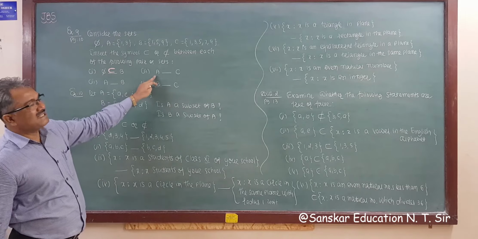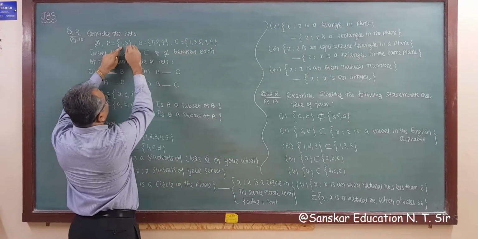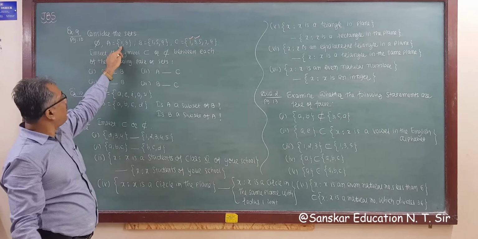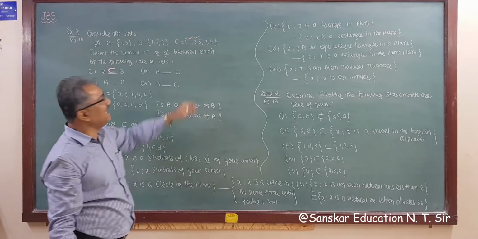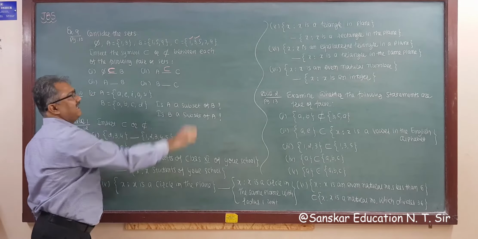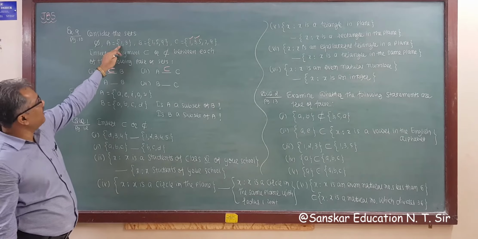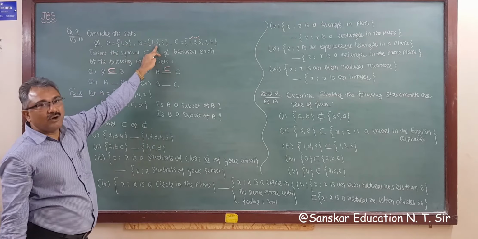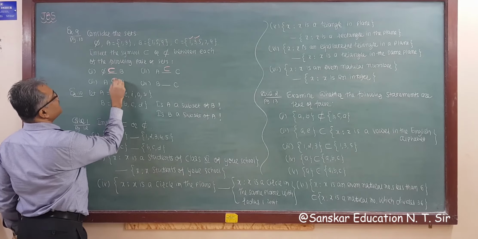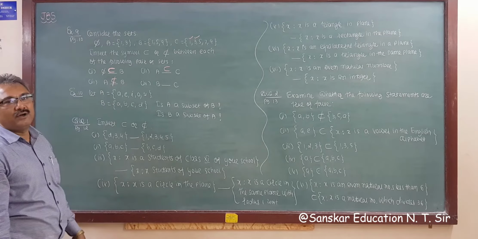Now A and C. A has 1, 3. So are all the elements 1 and 3 in C or not? Yes. So all elements of A are in C. So A is a subset of C. Now A and B. Here 3 is not contained in B. So A is not a subset of B.